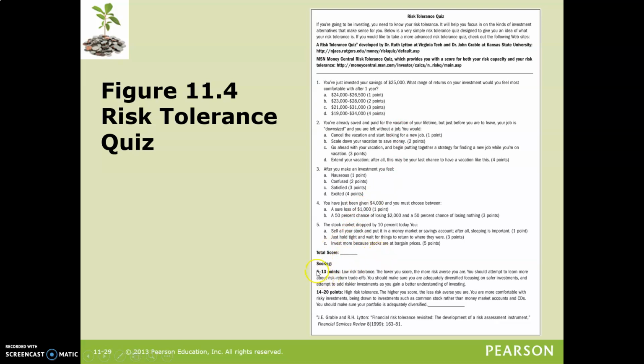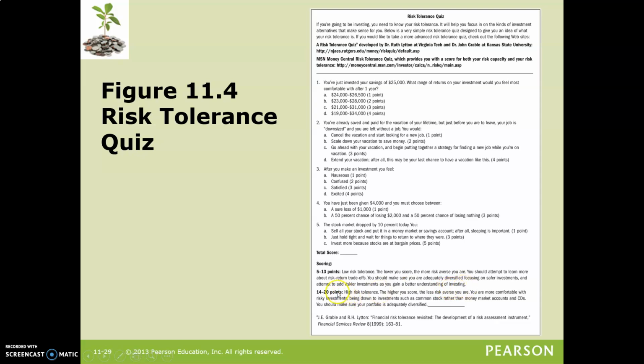It will tell you at the end a total score, and for 5 to 13 points you have a very low risk tolerance, and for 14 to 20 points you have a high risk tolerance. So what if you have a low risk tolerance? You are more risk averse. You should attempt to learn more about the risk-return trade-off. You should make sure you are adequately diversified, focus on safer investments, and attempt to add riskier investments as you gain a better understanding of investing.